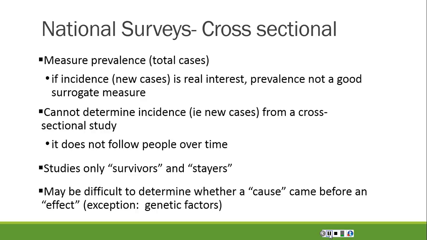In addition, for associations where causation is a possibility, it may be difficult to determine whether the cause preceded the effect. Which came first? The exception to this is genetic factors, where clearly we know that a patient's genes may impact what you see develop later, although other factors such as environmental factors can also play a role.